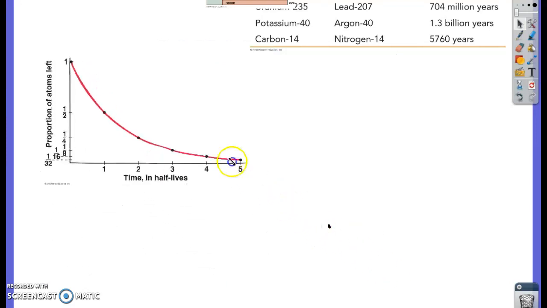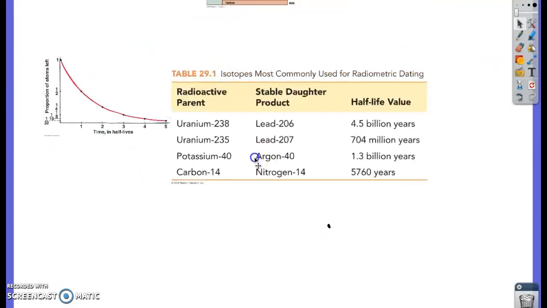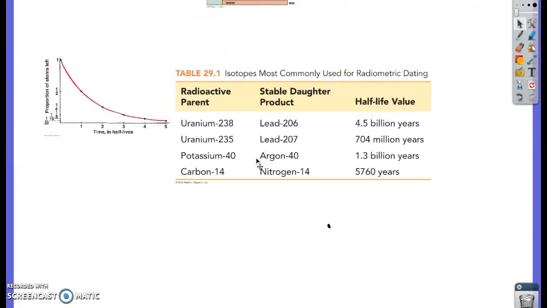Now, let's just go over it again. Depending on what kind of element we have, uranium 238 breaks down into lead 206. You would see how much you have of each one, and if you had half and half, that would mean 4.5 billion years. Uranium 235 breaks down into lead 207. It's only 704 million years for a half-life. Potassium 40, which we have in our bodies, breaks down to argon 40. It takes about 1.3 billion years.